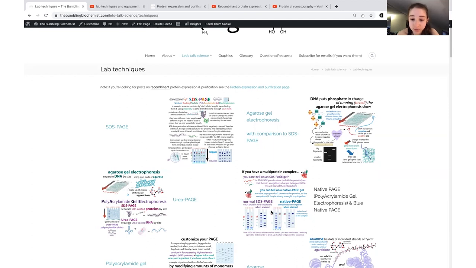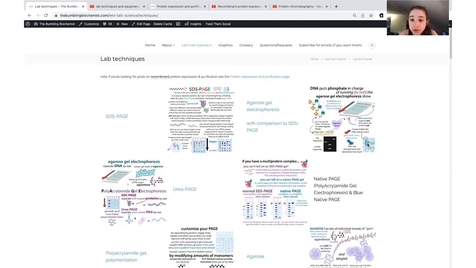Are there various things like that that you can tell with a native PAGE that you wouldn't be able to tell with an SDS-PAGE? When you're talking about separating DNA, both of these we're using for protein. When we talk about DNA, we're often using an agarose gel. In an agarose gel, your gel is made up of the sugar agarose.